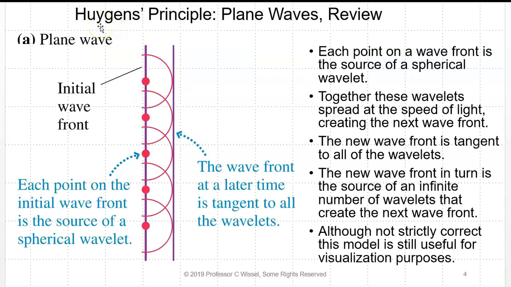Now, this is a review of Huygens' principle. Each point on a wavefront is the source of a spherical wavelet. Together, these wavelets will spread at the speed of light. They will create the next wavefront. The new wavefront is tangent to all of the wavelets. The new wavefront, in turn, is the source of an infinite number of wavelets that creates the next wavefront. Now, this is not strictly correct, but the model is still useful for visualization purposes.